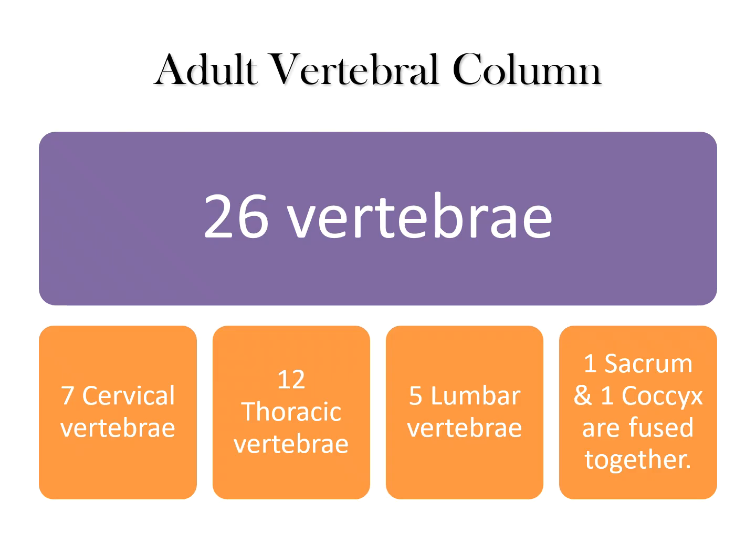So in cervical we have 7 subtypes. In thoracic we have 12. And in lumbar we have 5, and sacrum we have 1, and in coccyx, that is 5 fused bones combined to form one bone.